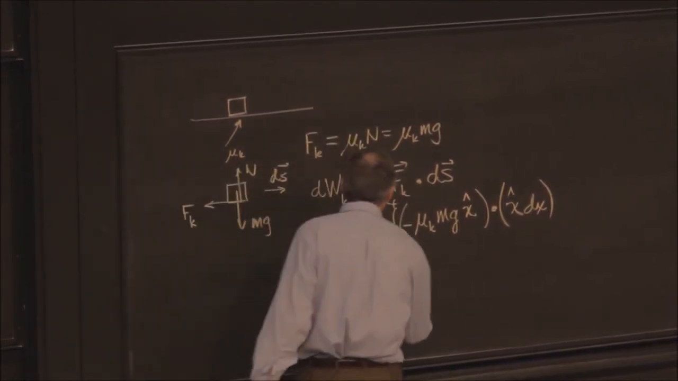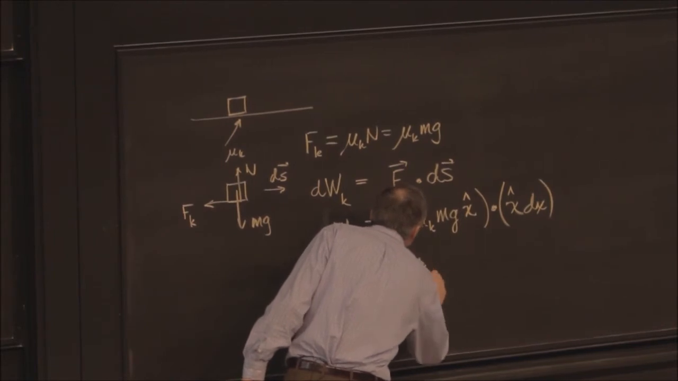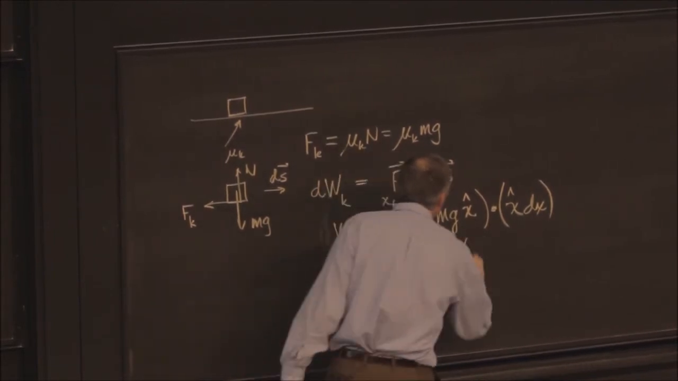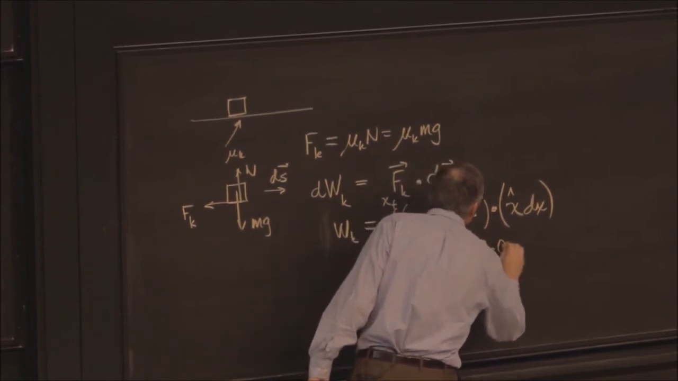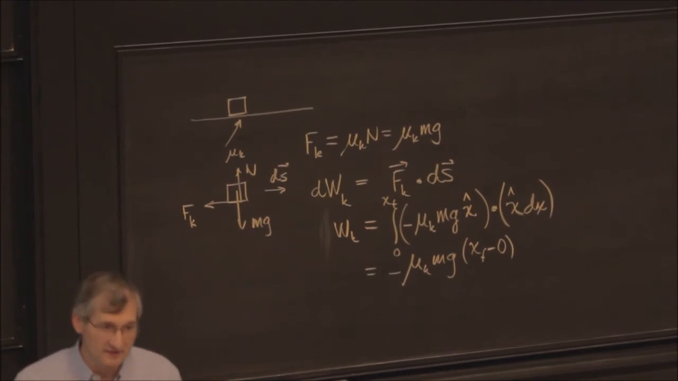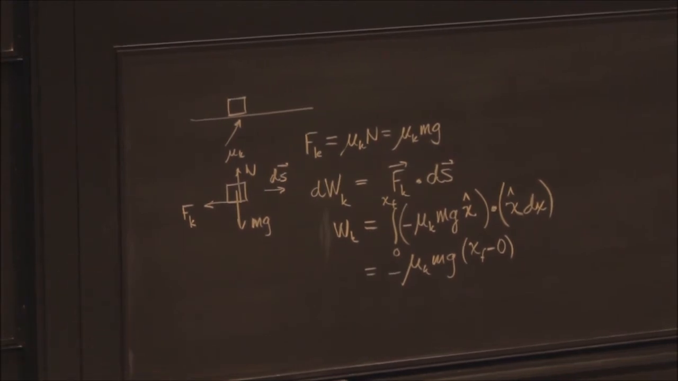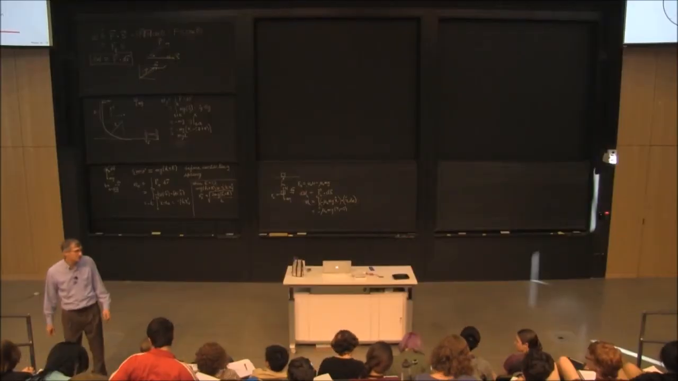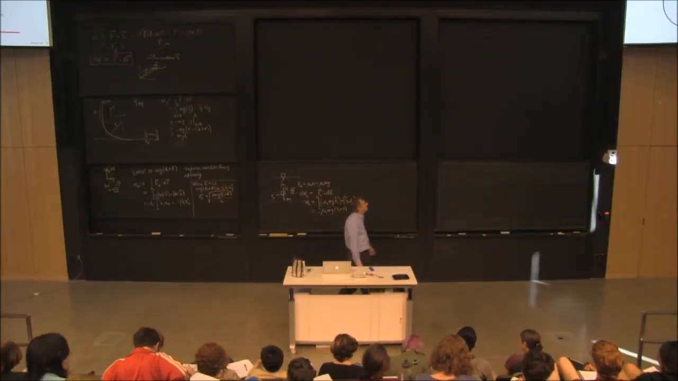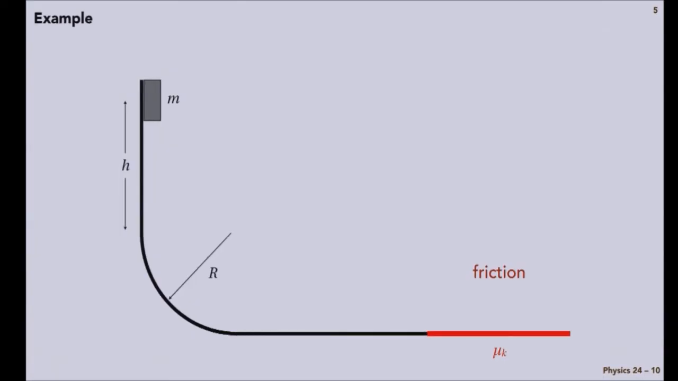And we're going to get minus mu sub k mg times x final minus 0. So it's negative, as it should be. Where does the energy show up? Heat, okay? It shows up as thermal energy in the block and in the rough floor.